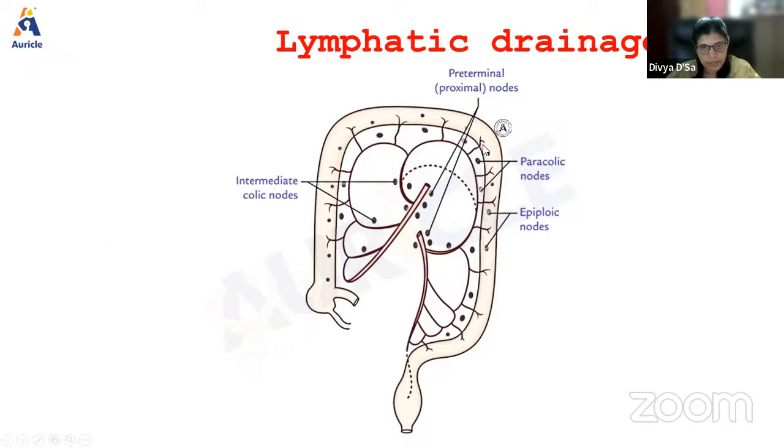Whereas for the left 1/3, this portion, the sympathetic is derived from the superior hypogastric plexus, L1 and L2, and the parasympathetic is from the pelvic splanchnic nerves, carrying fibers from S2, S3, and S4.